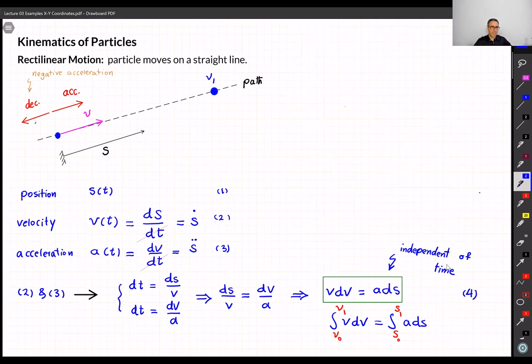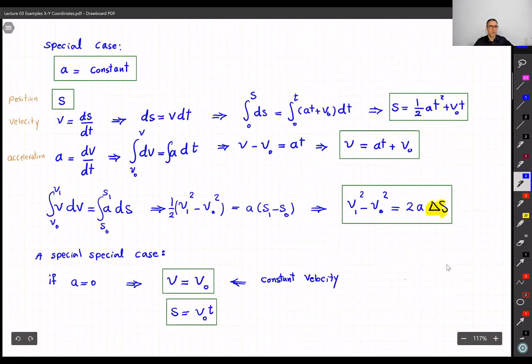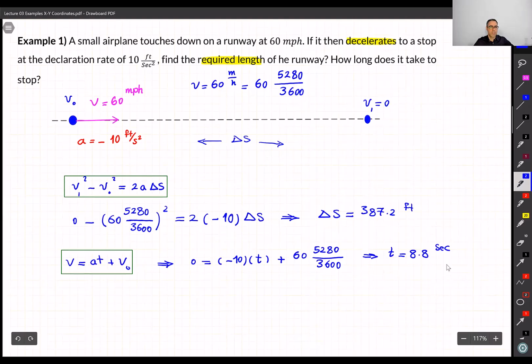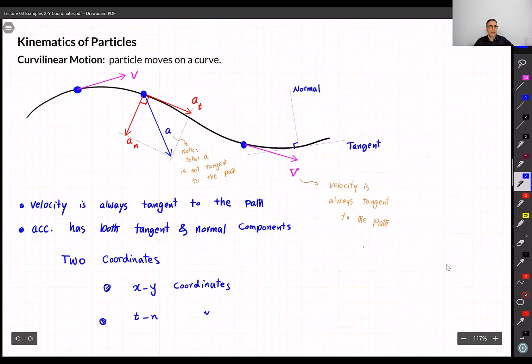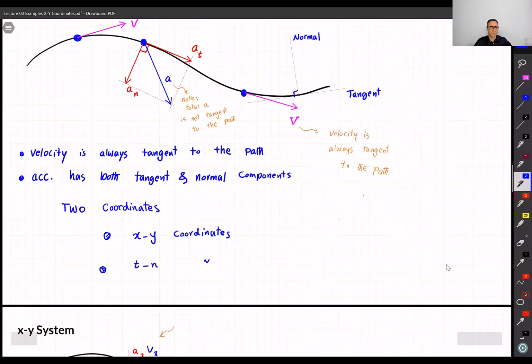So we started with kinematics of particles. We studied rectilinear motion, and we had a bunch of formulas. I'm just going to pass through these slides. And then we got to curvilinear motion. For curvilinear motion, we said we can use one of these two systems, either x, y coordinates or t and n coordinates. It depends on the problem. There is not a huge difference between them, but you will see which one is going to be easier.